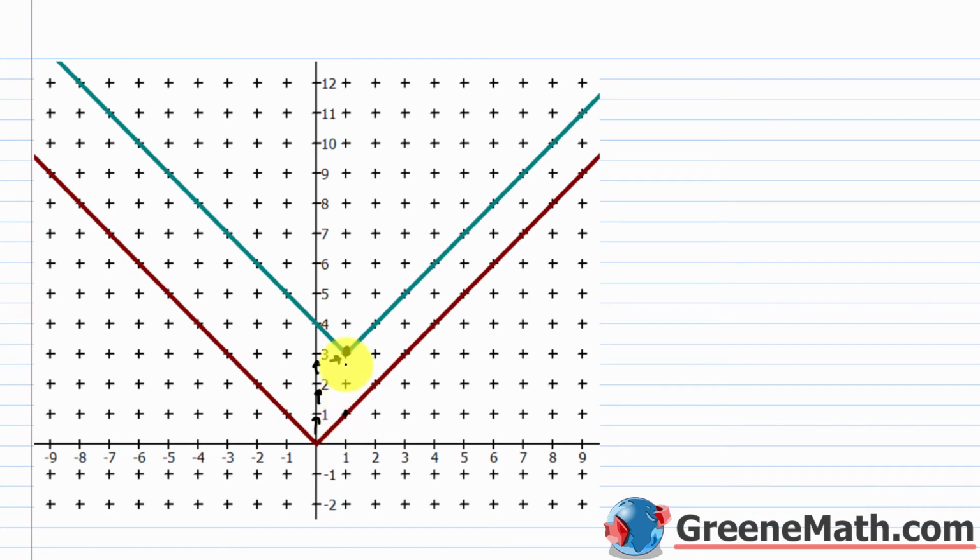So you'll go up 1, 2, 3 to the right 1. You can take this point and go up 1, 2, 3 to the right 1. So on and so forth.